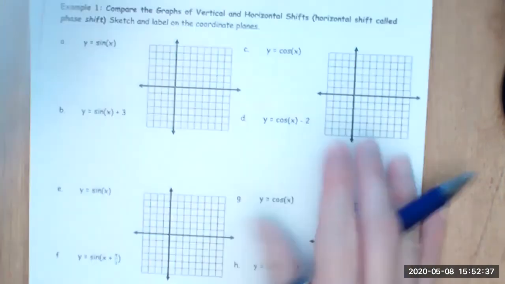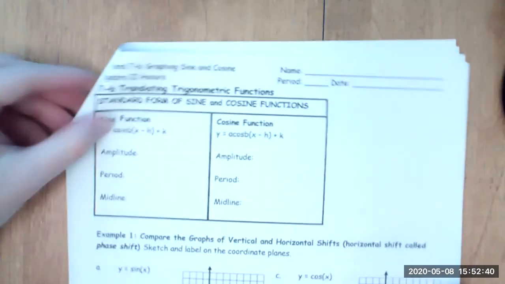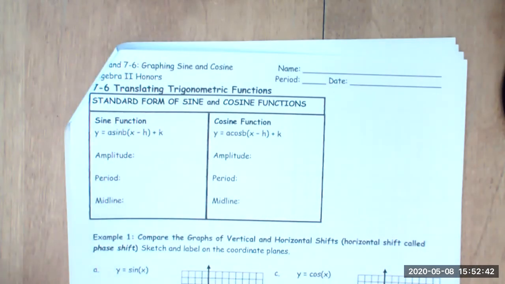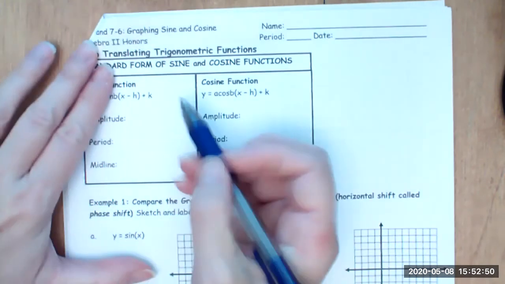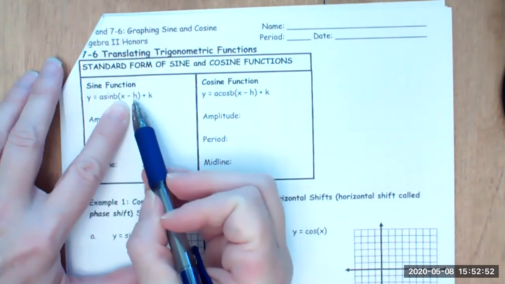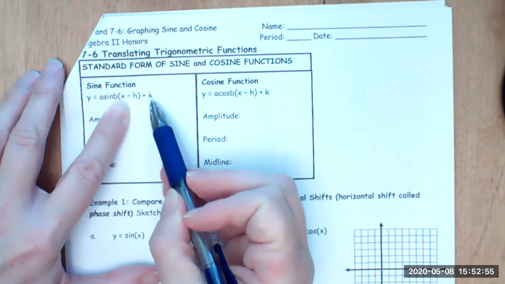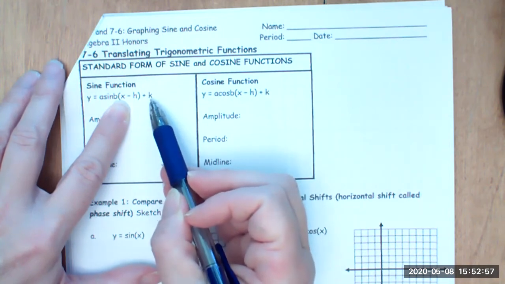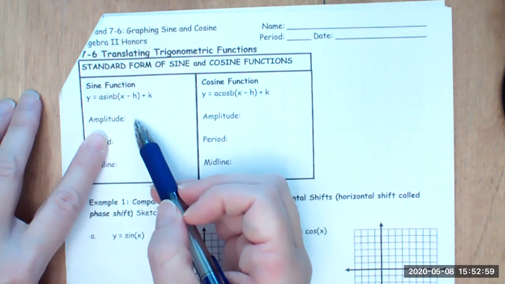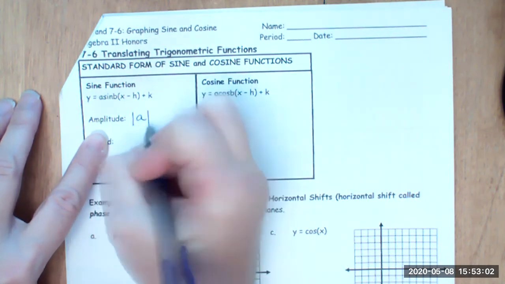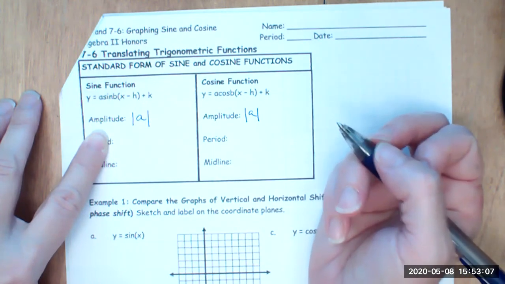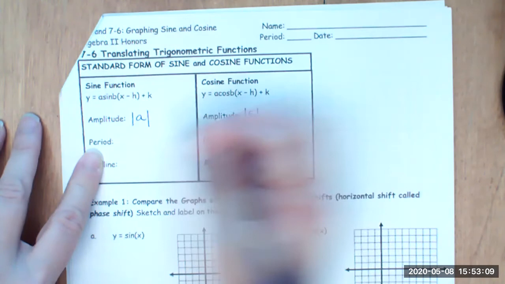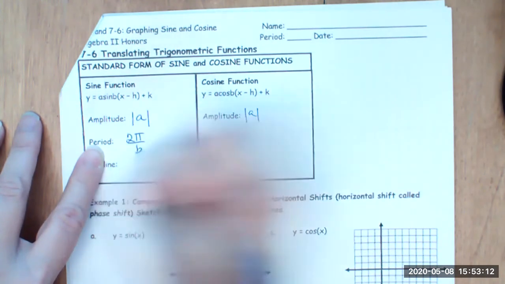Okay, so let's move on now. We're going to look at some formulas here that, again, with H and K, are very similar to formulas that we have used in the past. These formulas will help us to translate the graph left and right by using the value of H, and up and down by using the value of K. The amplitude is still going to be the absolute value of A for both sine and cosine, just like it's been even when we weren't involving H and K. The period is still going to be 2 pi over B.